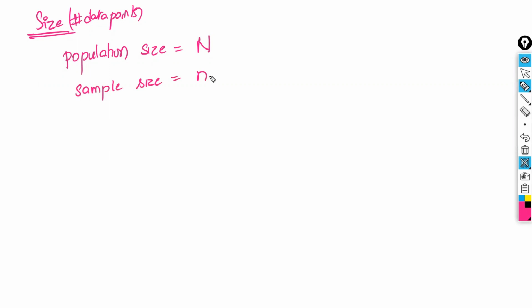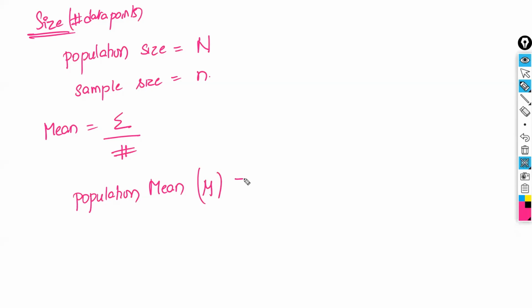Right? Now, whatever the mean we are having, mean is nothing but summation divided by total number of data points. If it is a population mean, it means the given data is population data. For population data, you are calculating the population mean, which is given by mu is equal to sigma x by capital N. Sample mean means for sample data. If you are calculating for a sample data, then it is represented by x bar, which is nothing but sigma x by small n.